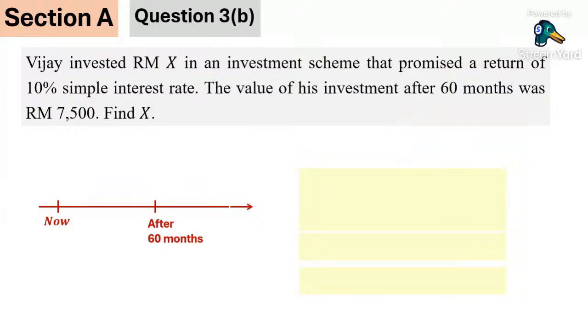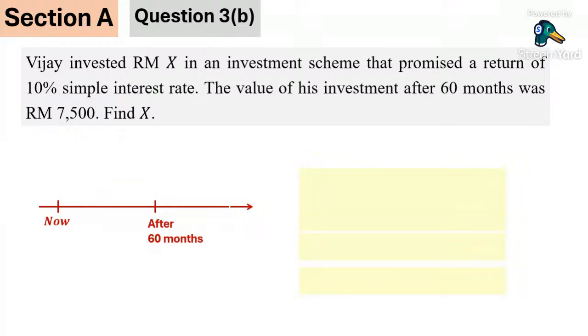Okay. Continue with 3B. Vijay invested RM X in an investment scheme that promised a return of 10% simple interest rate. The value of his investment after 60 months was 7,500. Find the value of X. So we roughly read through the question to understand the situation, where Vijay invested some money and then got some returns after 60 months.